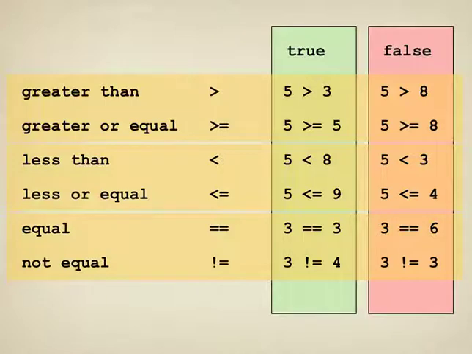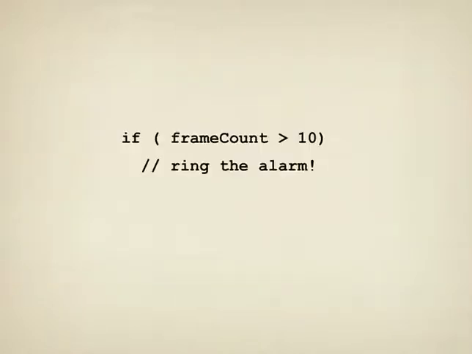Let me show you this in action. If frame count is greater than 10, ring the alarm. We're comparing the variable frame count, in this case the system variable, against the number 10. And when we've had more than 10 frames on the screen, we'll do something. This has all of the features that we've been talking about.